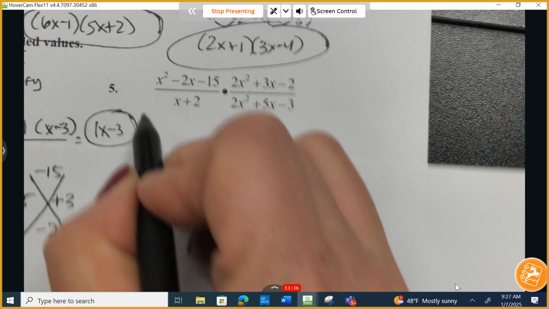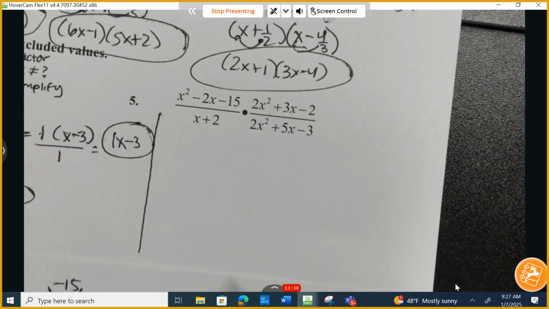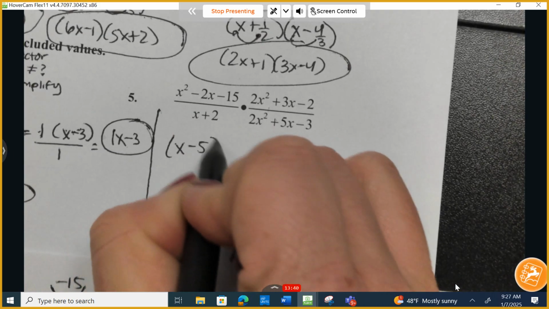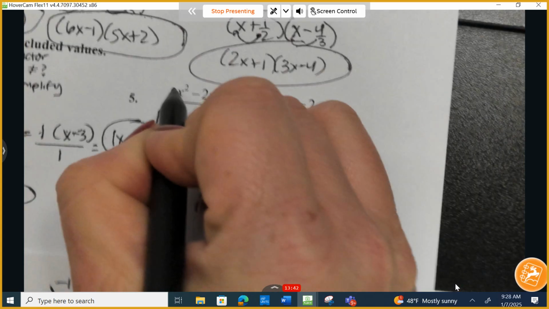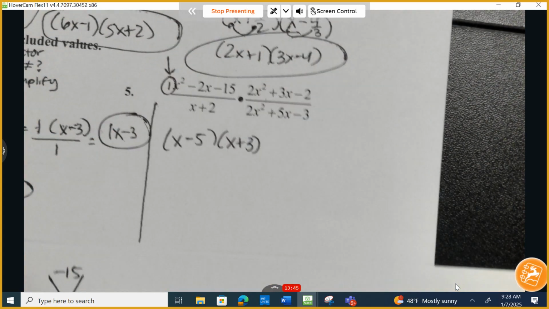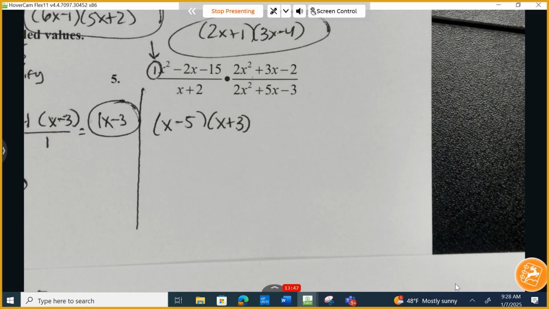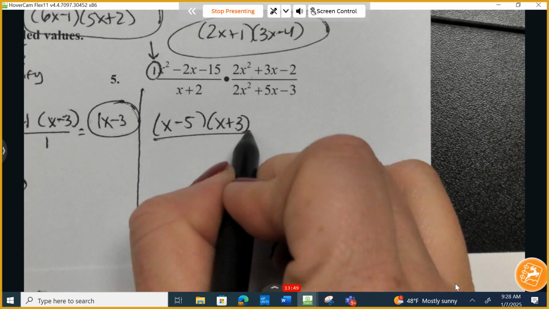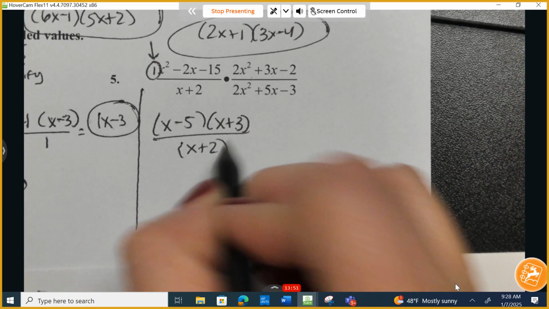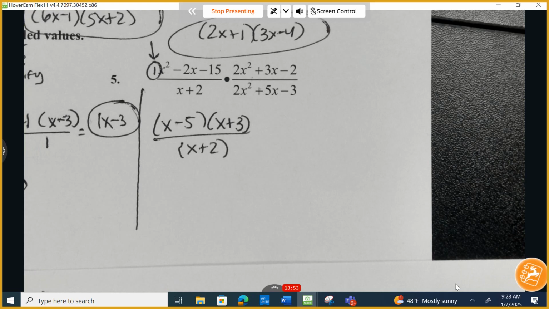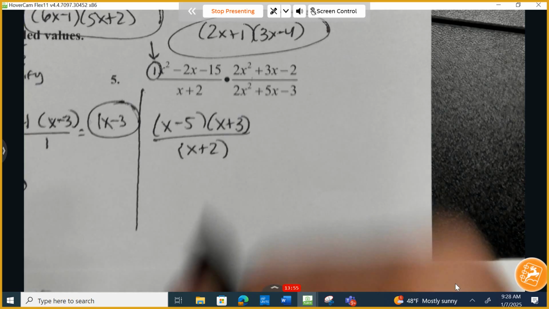I like this, so I'm going to make sure that we can see there's a separation. So this is going to be x minus 5 and x plus 3. The leading coefficient is a 1, which makes my life easy. I don't even have to worry about bottoms up. I'm good. In the denominator, I have an x plus 2. Now let's go to the next part.